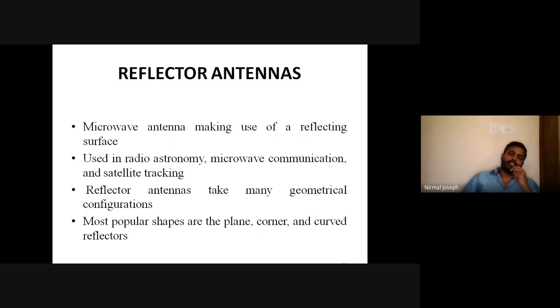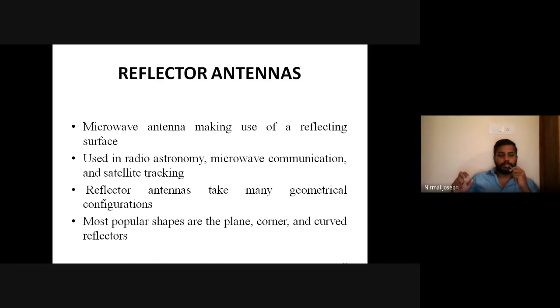Next we are moving to reflector antennas. Reflector antennas basically are just reflectors. You can call them antennas, but basically they are reflectors. A reflector antenna is a microwave antenna making use of a reflecting surface. It is used in radio astronomy, microwave communication, satellite tracking, etc.